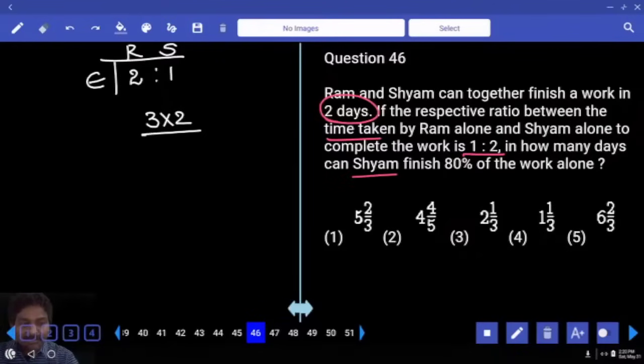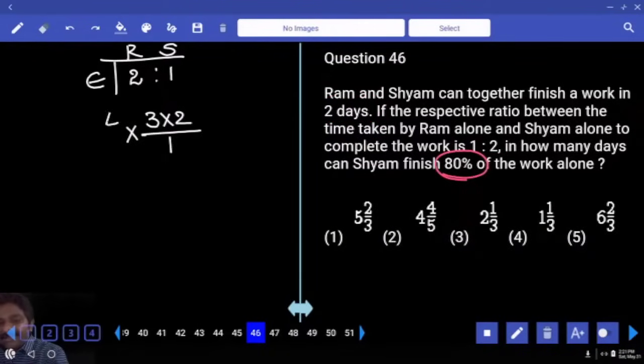Now the question is about Shyam only. Shyam does only 1 unit. Time taken by Shyam to complete the work is 3 into 2 divided by 1. That is to complete the total work. But now he has to complete only part of it. Then 80% of this number only is your answer.